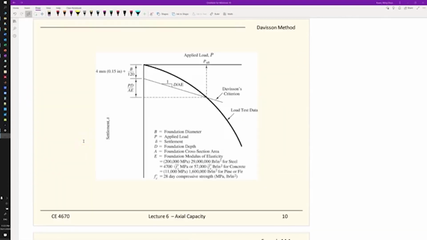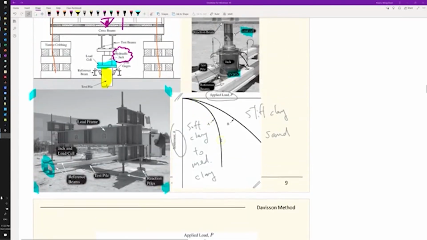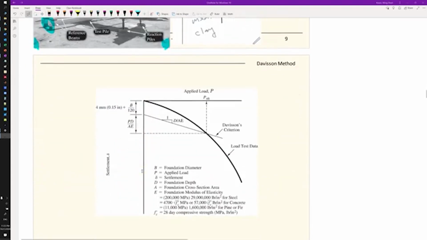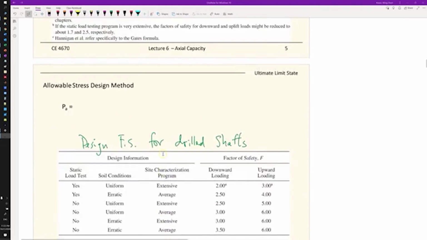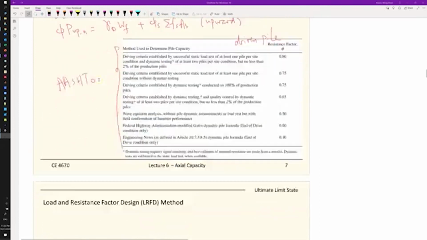Okay, so we talked about the field method, how to come up with the static load test curve, which is something like that, right. So from the field we do our test, then we get a response curve for the driven test pile. So now the question is, from this test pile result, how do we find the single number for the nominal loading capacity for us to calculate the allowable load capacity for design? So from a curve, how to come up with a single number. That's what we try to do.